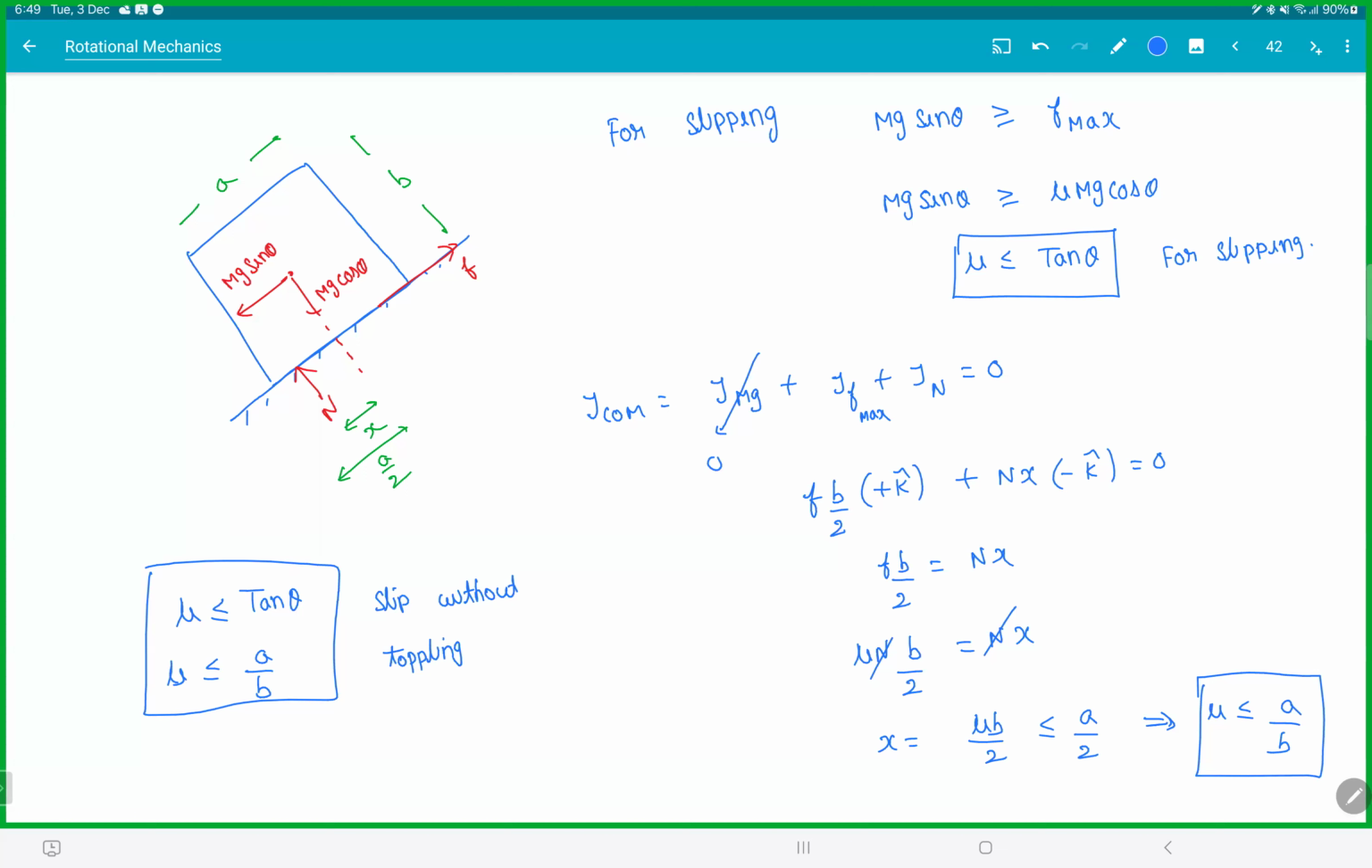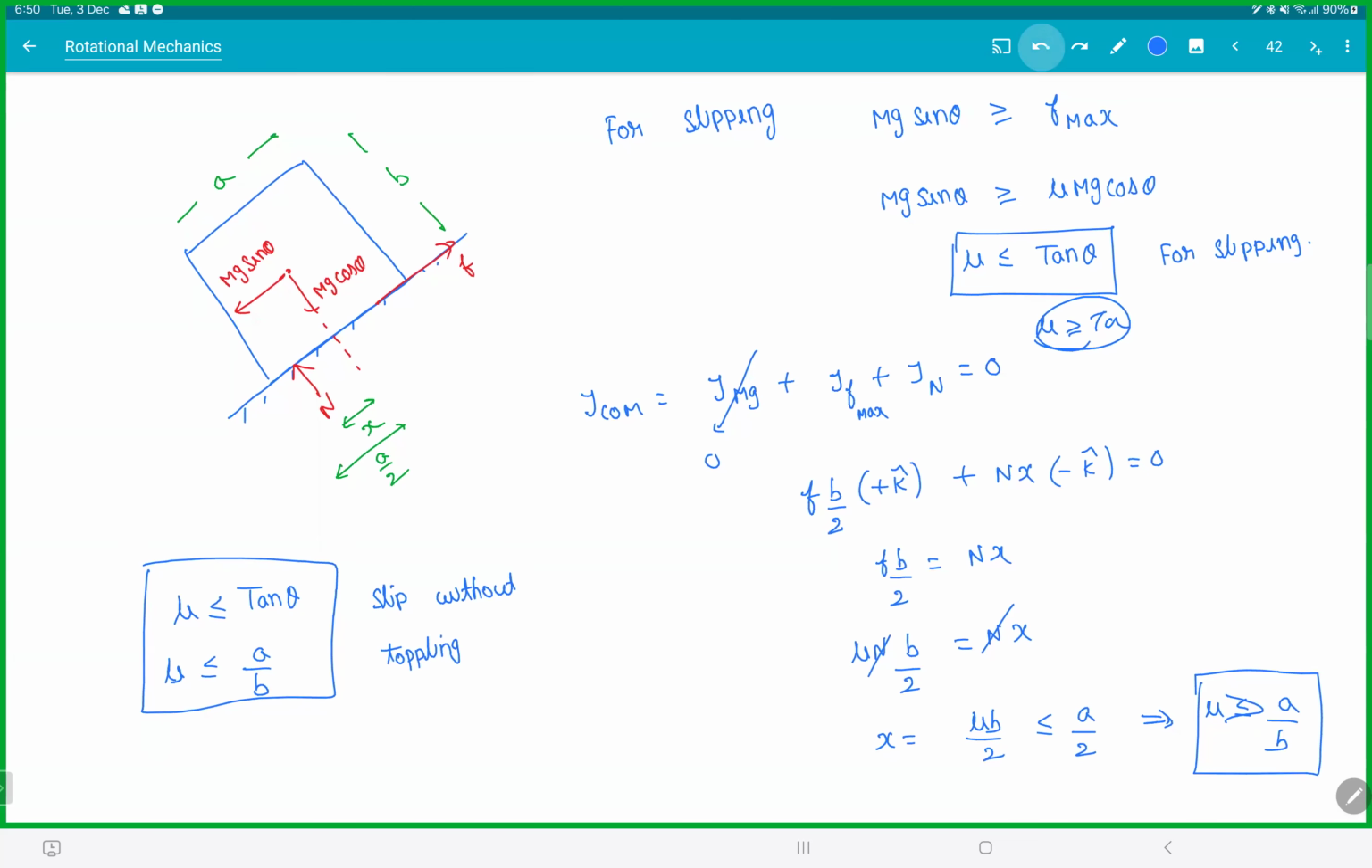Make sense? Suppose I ask you, I don't want it to slip, but I want it to topple, then what will you do? Reverse, right? Mu greater than tan theta for no slipping, mu greater than A by B for toppling. Make sense? You can play like that. You can just reverse them.